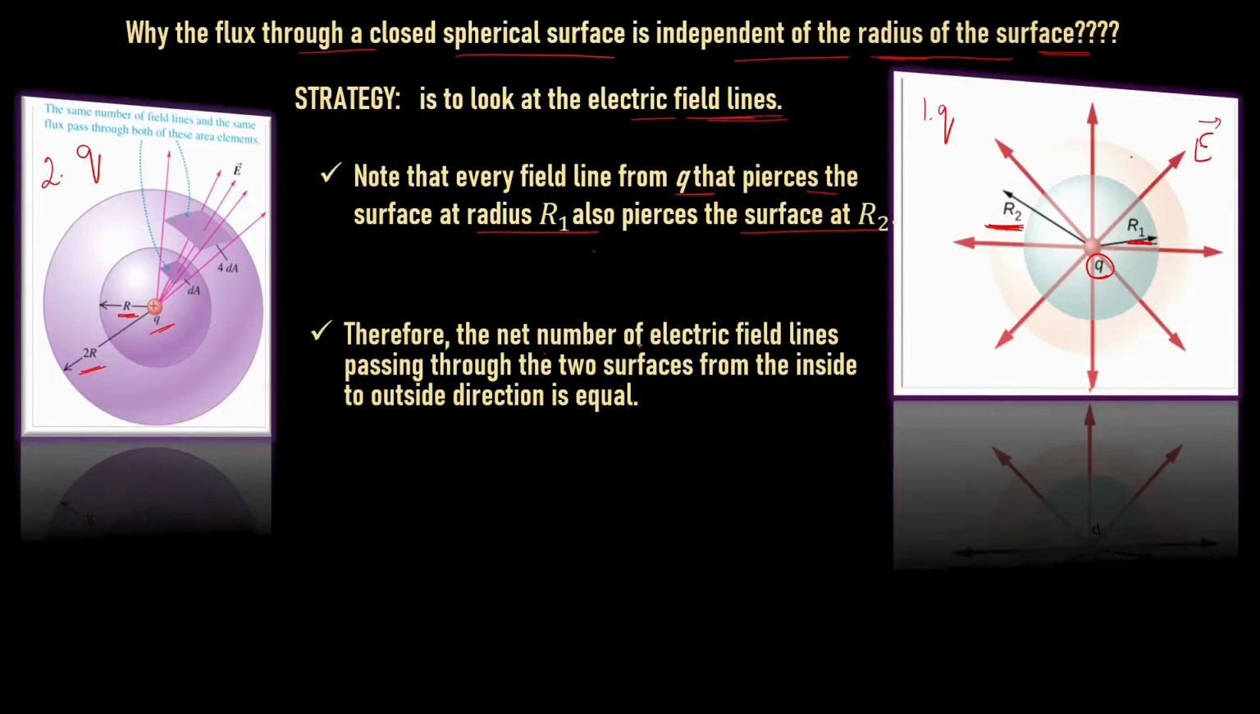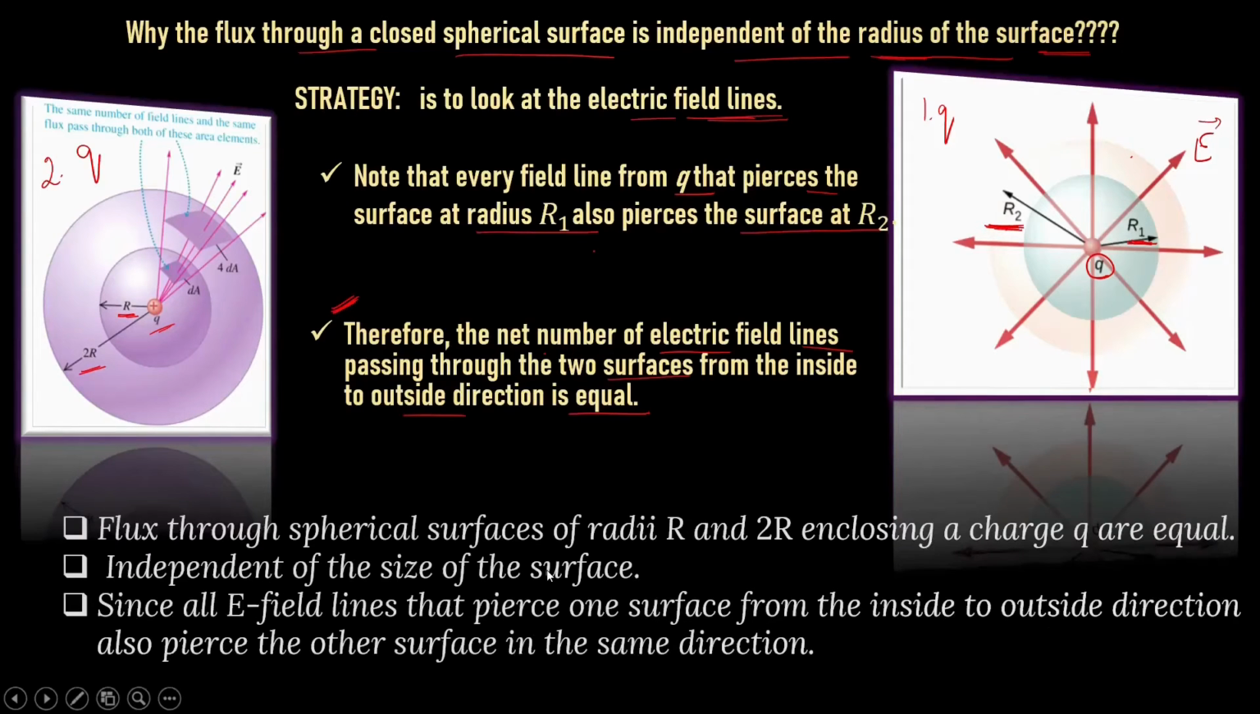So what we are noticing is the net number of electric field lines. This will be the most probable answer that you have to write for this particular question: the net number of field lines passing through the two surfaces from inside to outside is equal, and hence the flux will remain the same. It hardly depends on the amount of the surface area.